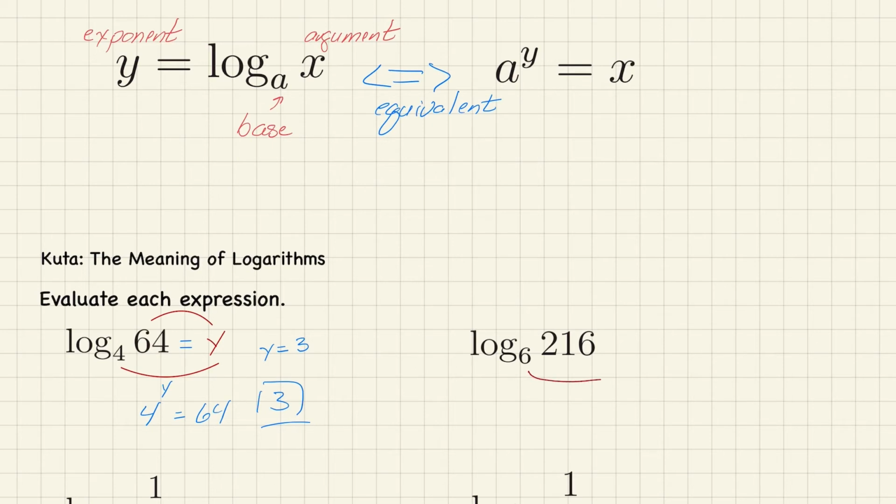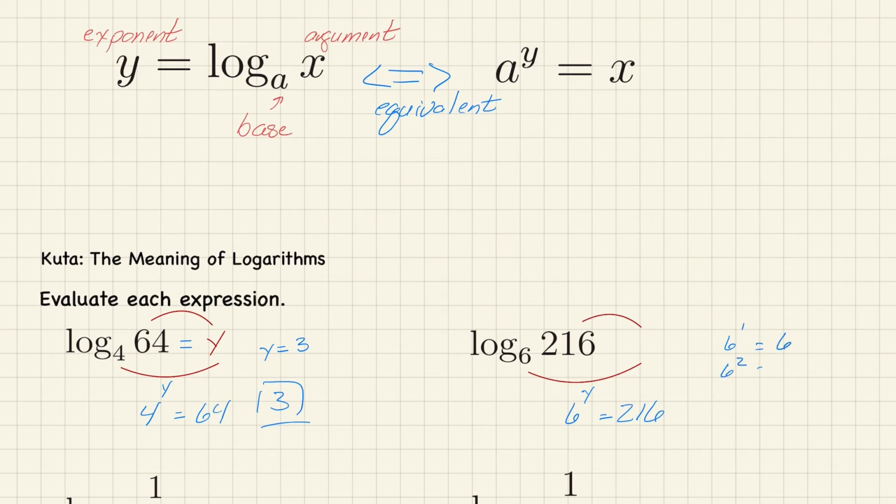6 raised to what power will give us 216? 6 raised to what power gives us 216? 6 to the first power gives us 6.